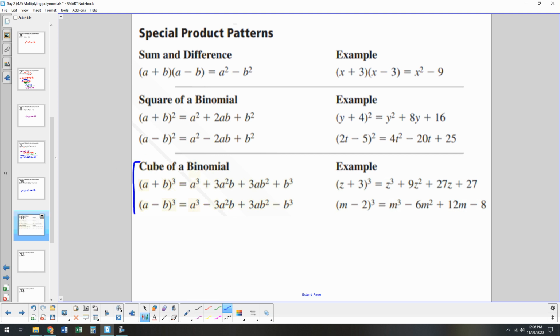Cube of a binomial we have to know, right? It takes way too much time to multiply 3 when I can go straight to the patterns that they're giving me. So whatever I have in these 2 positions, I start with the first position cubed plus 3 times the first position squared times the second position plus 3 times the first position times the second position squared plus the second position cubed. And if it's a minus in between, we end up alternating signs. So plus minus, plus minus. I would recommend you write out the pattern every time you have a problem where you're cubing something, and that'll make it easier to plug the things in.